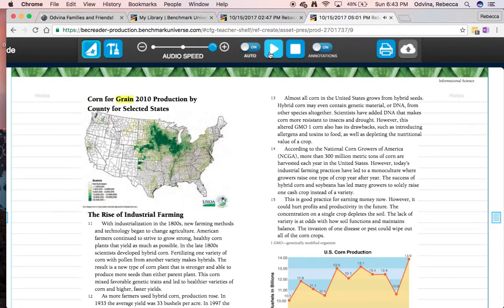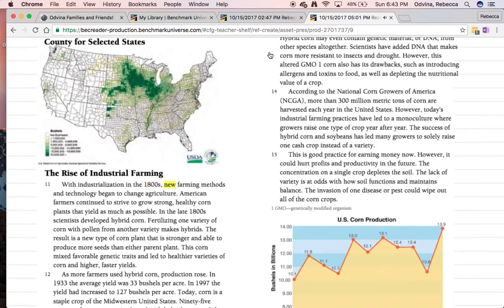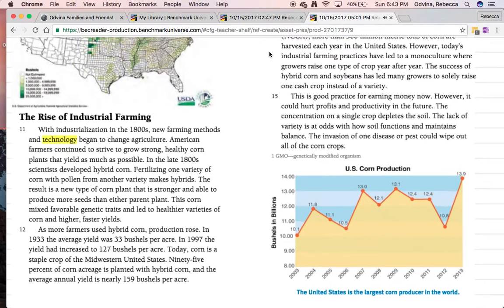Corn for grain. 2010 production by county for selected states. The rise of industrial farming. With industrialization in the 1800s, new farming methods and technology began to change agriculture. American farmers continued to strive to grow strong, healthy corn plants that yield as much as possible.